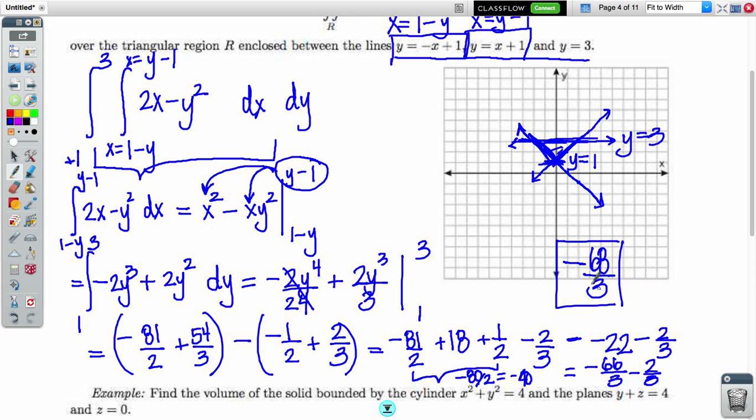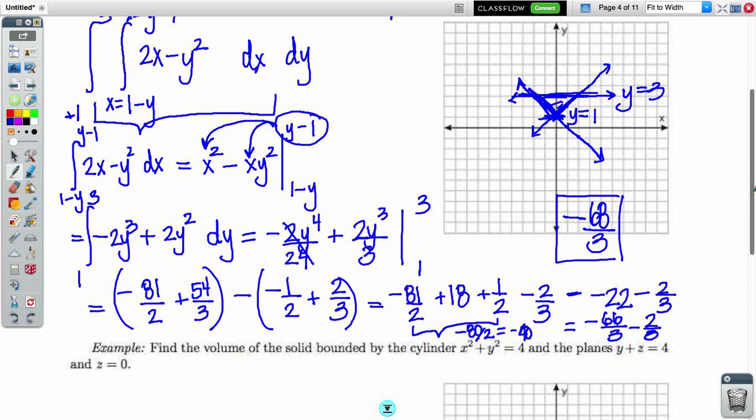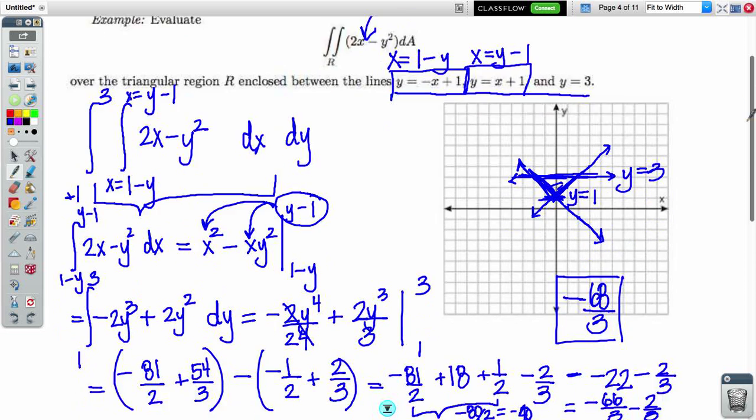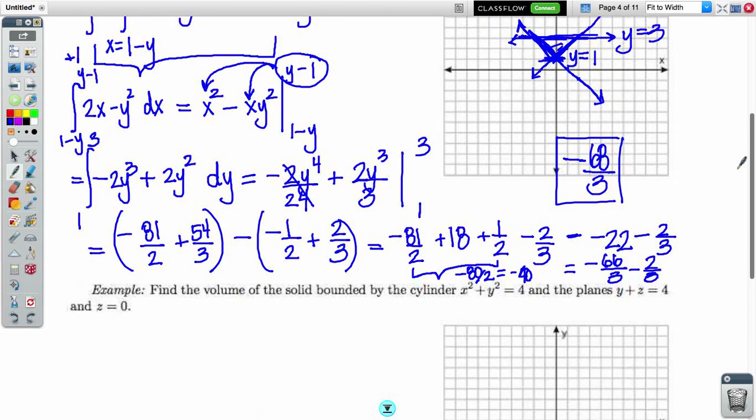So negative 68 thirds, and this is a unit of volume, which also tells us that at least a portion of the volume, well, if we were looking at this in 3 dimensions, and we could actually see what this looks like on the z-axis, at least a portion of this would lie below this plane, because it's giving us a negative volume answer, so it must be sort of negative in the z world.